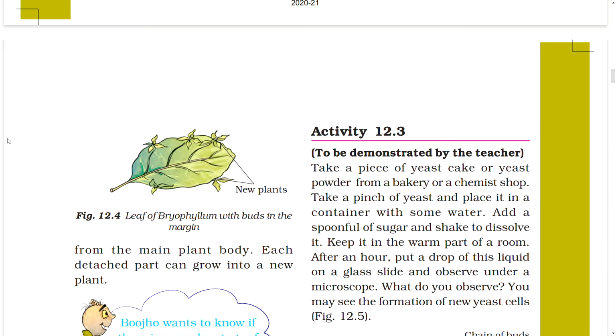Activity 12.3. To be demonstrated by the teacher. Take a piece of yeast cake or yeast powder from a bakery or a chemist shop. Take a pinch of yeast and place it in a container with some water. Add a spoonful of sugar and shake to dissolve it. Keep it in the warm part of a room. After an hour, put a drop of this liquid on a glass slide and observe under a microscope.